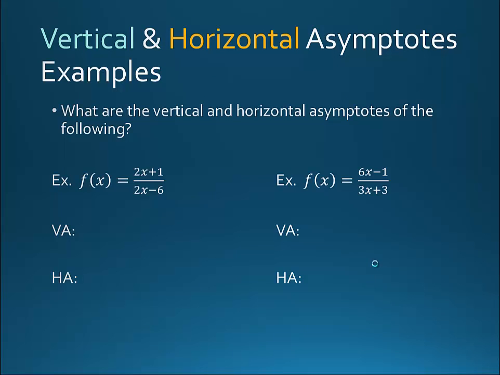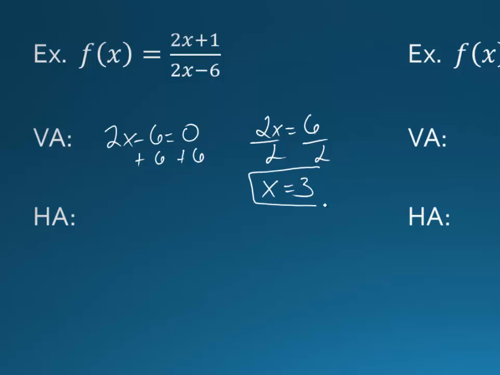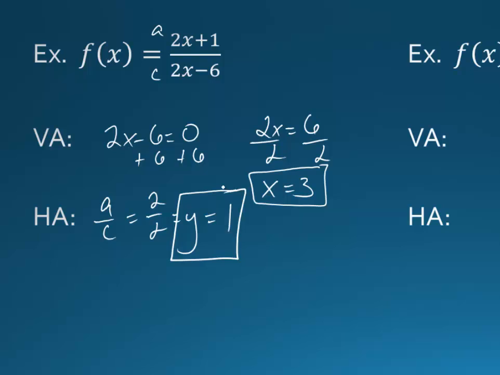We have 2x plus 1 over 2x minus 6. For your vertical asymptote, set your bottom equal to 0 and solve for x. So 2x minus 6 equals 0. Add 6 to both sides. You'll have 2x equals 6. Divide by 2, so you'll have x equal to 3 as your vertical asymptote. Your horizontal asymptote, or HA, will be a divided by c, which is going to be, a will be 2 and c will be 2, so 2 divided by 2 is going to equal 1. So your horizontal asymptote will be y equals 1.